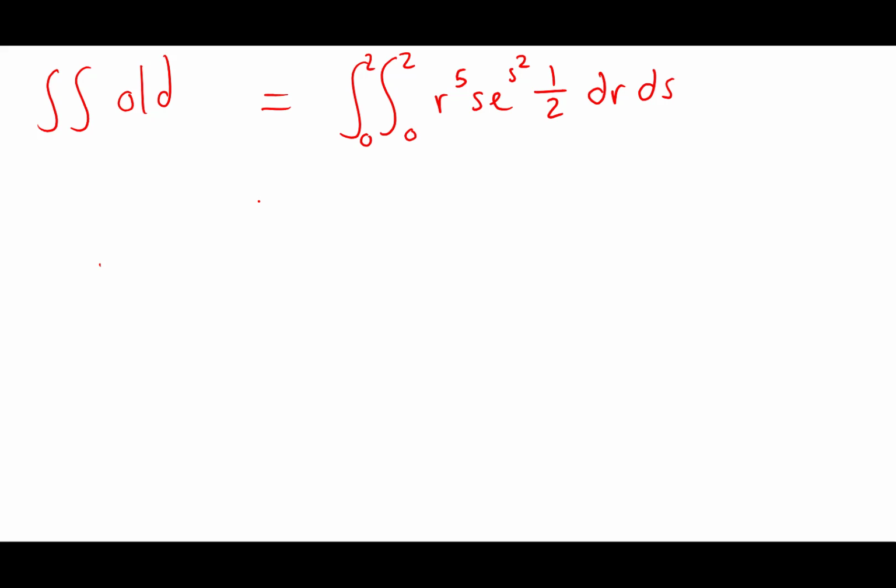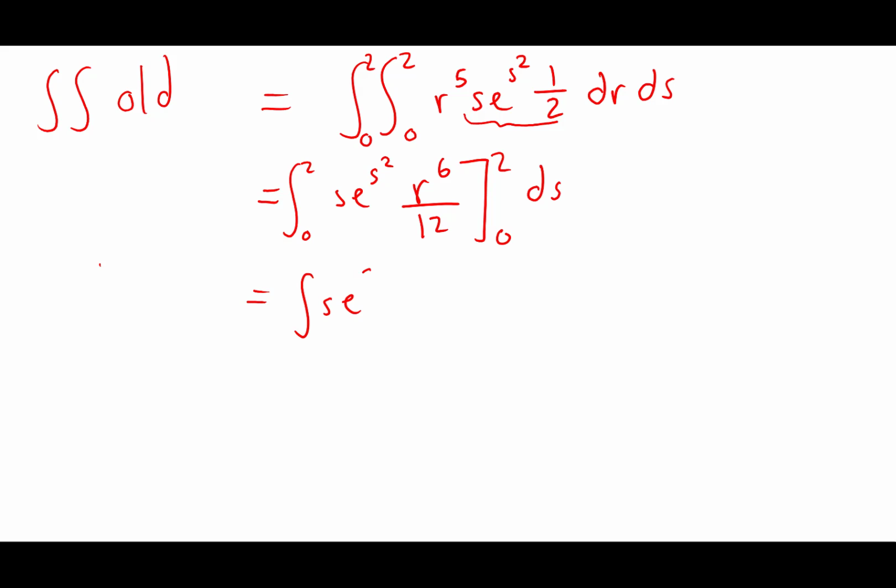If we integrate with respect to r, this technically is a constant, so you're going to get the integral from 0 to 2. Actually, I'm going to write this up front. S e to the s squared, r to the 6 over, now we usually divide by 6, but then we have that 1/2 there, so I'm just going to write 12. Evaluated at 2 and 0, ds. If you plug 2 into this, you're going to get, I got to think for a second. 2 to the 6th power is 4 times 4 times 4, so that's 64 over 12.